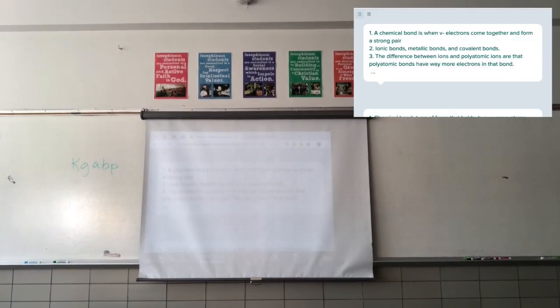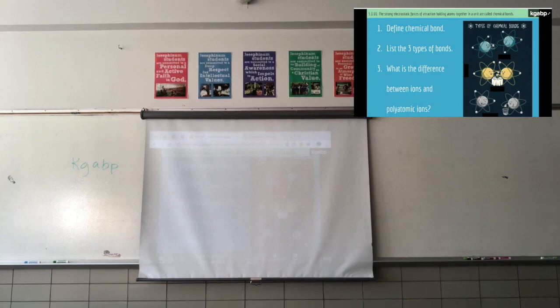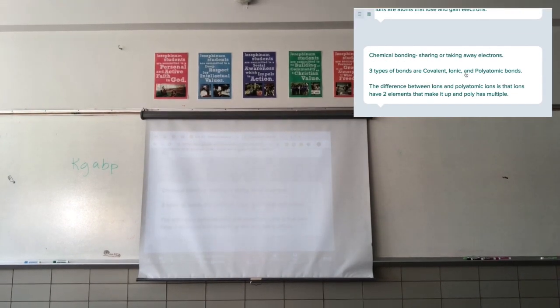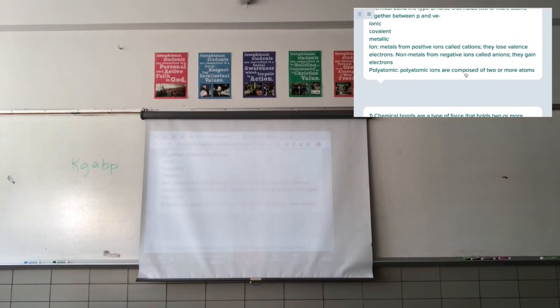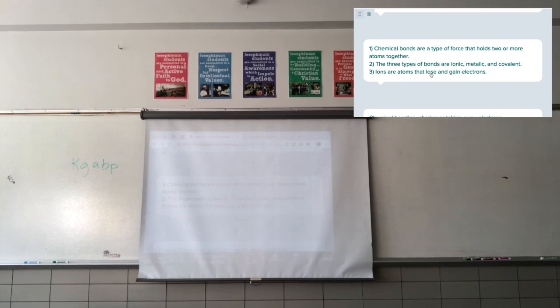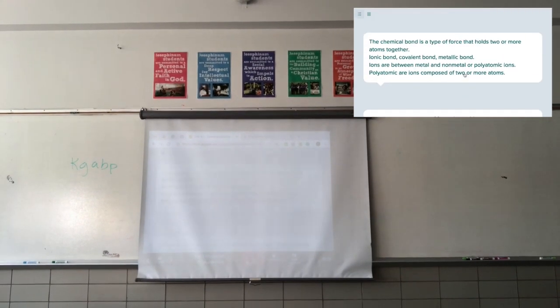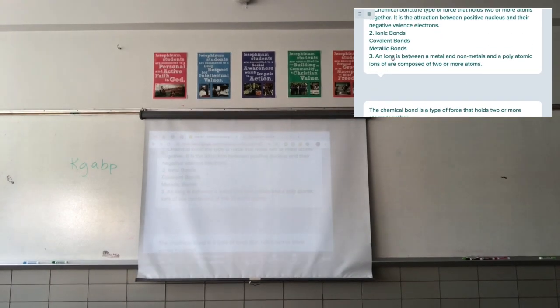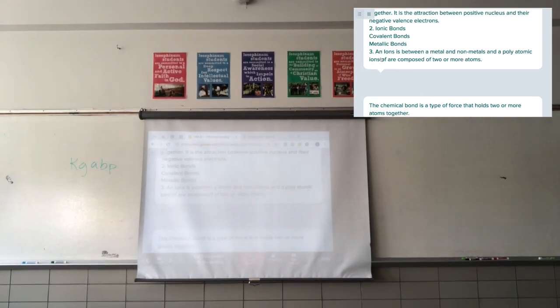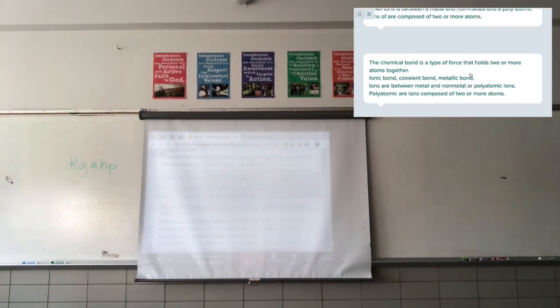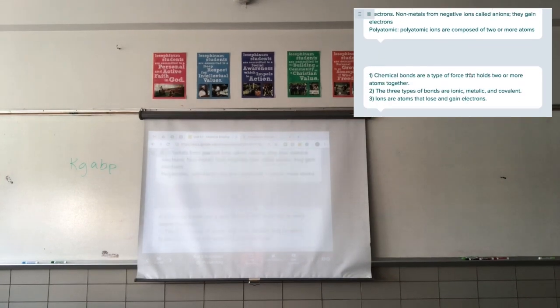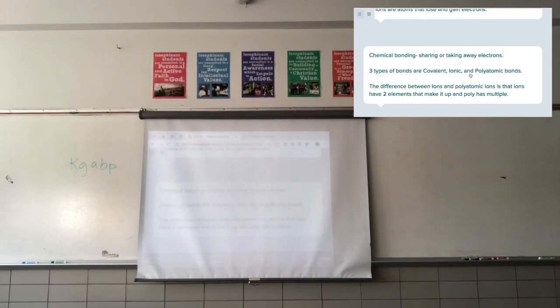And then the last question, what's the difference between an ion and a polyatomic ion? Let's see what people wrote. Ions are atoms that lose or gain electrons. Perfect. There's more to it though. Tell me what a polyatomic ion is. Ions between metal and non-metal, that's ionic bond. Close though. Polyatomic ions are composed of 2 or more atoms. Yes, they are. What else? Polyatomic, 2 or more atoms.